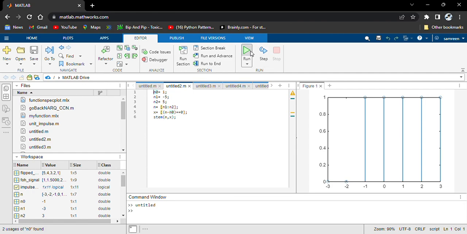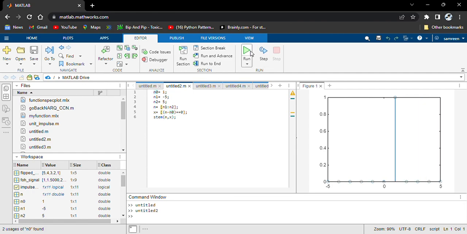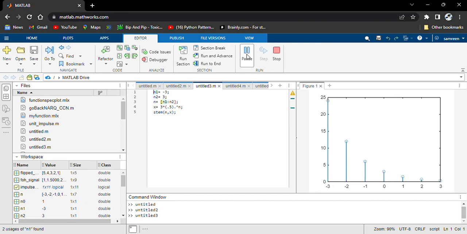In the next task, we have another step signal, that is [n - n0 == 0], and in the output figure you can see that it will give us a step only at n equals 1, and otherwise it will be 0. In task number 3, we have a signal with a limit from minus 3 to plus 3. The signal is x = 3 * 5^n, and after running the signal, we can put different values of n in our signal, and it will give us different amplitudes.